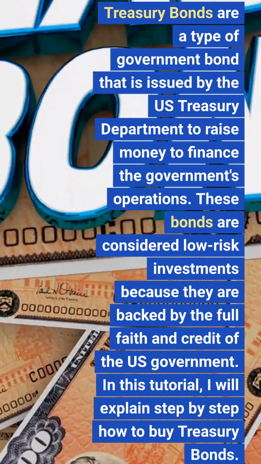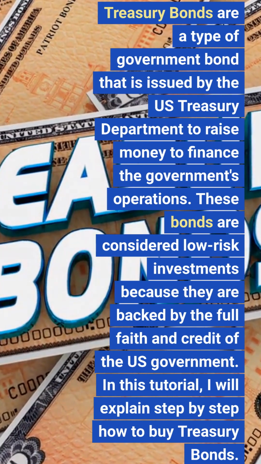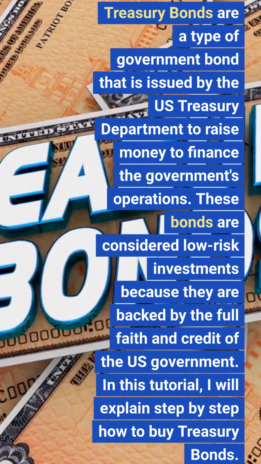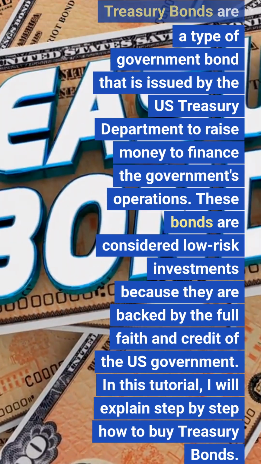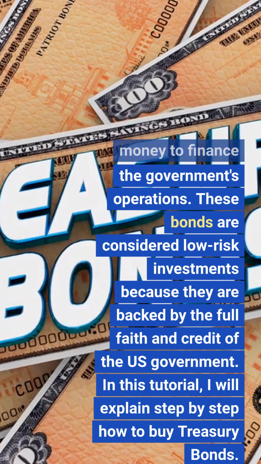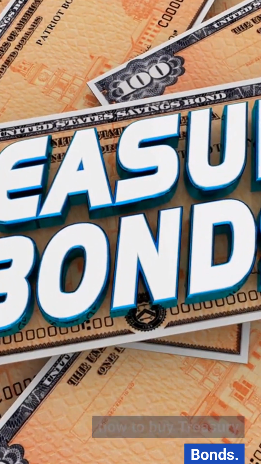Let's dive into today's lesson on how to buy Treasury bonds. Treasury bonds are a type of government bond that is issued by the U.S. Treasury Department to raise money to finance the government's operations. These bonds are considered low-risk investments because they are backed by the full faith and credit of the U.S. government. In this tutorial, I will explain step-by-step how to buy Treasury bonds.